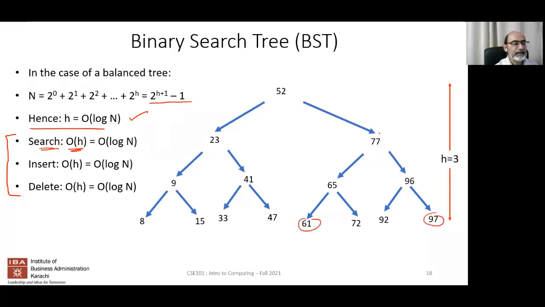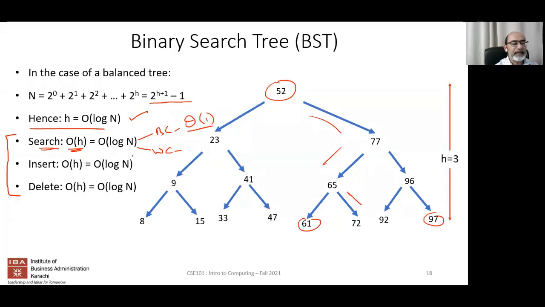Clearly, the search will either get you the answer immediately, or it will go down one of these paths and maybe take you all the way to the leaf. So in the best case scenario, it would be order of 1, right? Which is what I think one of you was referring to: what if you were searching for 52 and you got it right away? In the worst case scenario, it would be order of h.